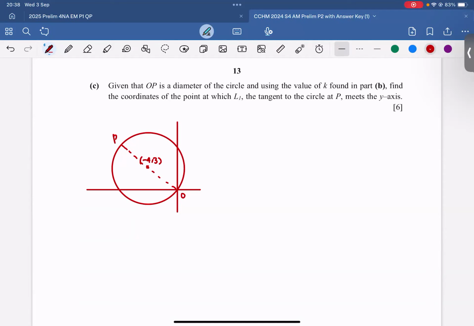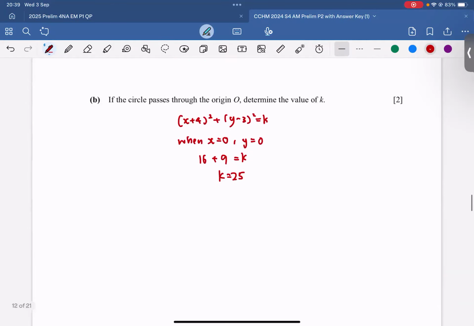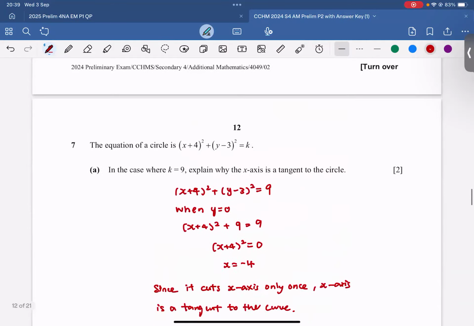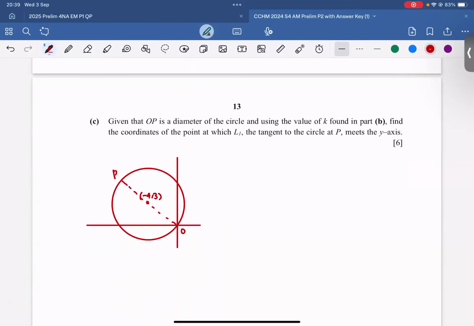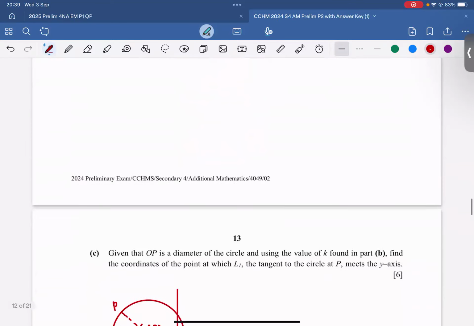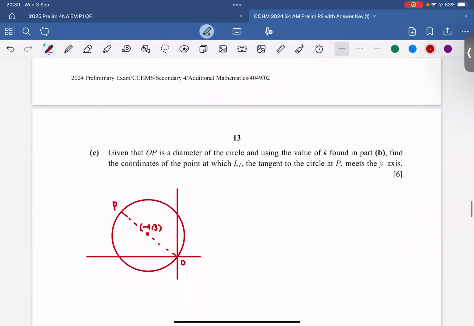Find the coordinate at which the L1 tangent meets the y-axis. What is L1? Using the value of k found in part b. So k is 25. Find the coordinate of the... So what I want to find is this tangent. Okay, I need to find this tangent.